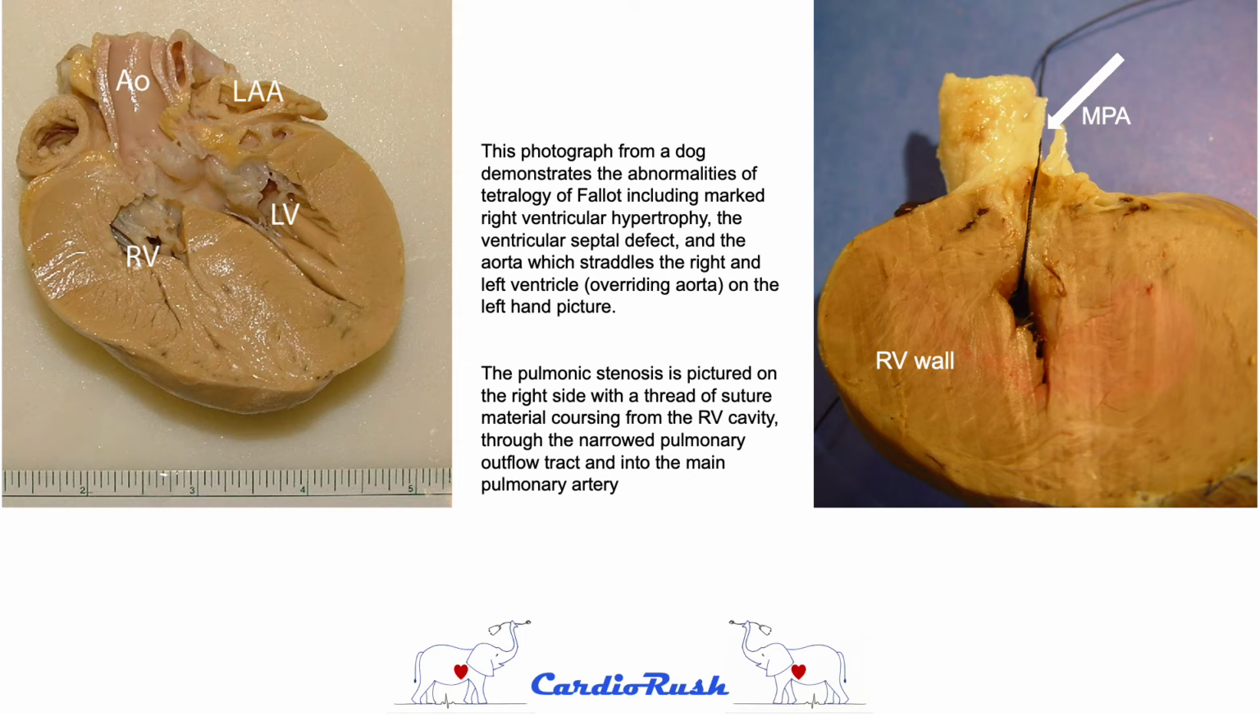Tetralogy of Fallot can be seen in many species, including dogs, cats, horses, and ruminants. Tetralogy of Fallot often leads to a significant murmur, either on the right cranial sternal border as a result of the VSD or at the left heart base as a result of pulmonic stenosis.